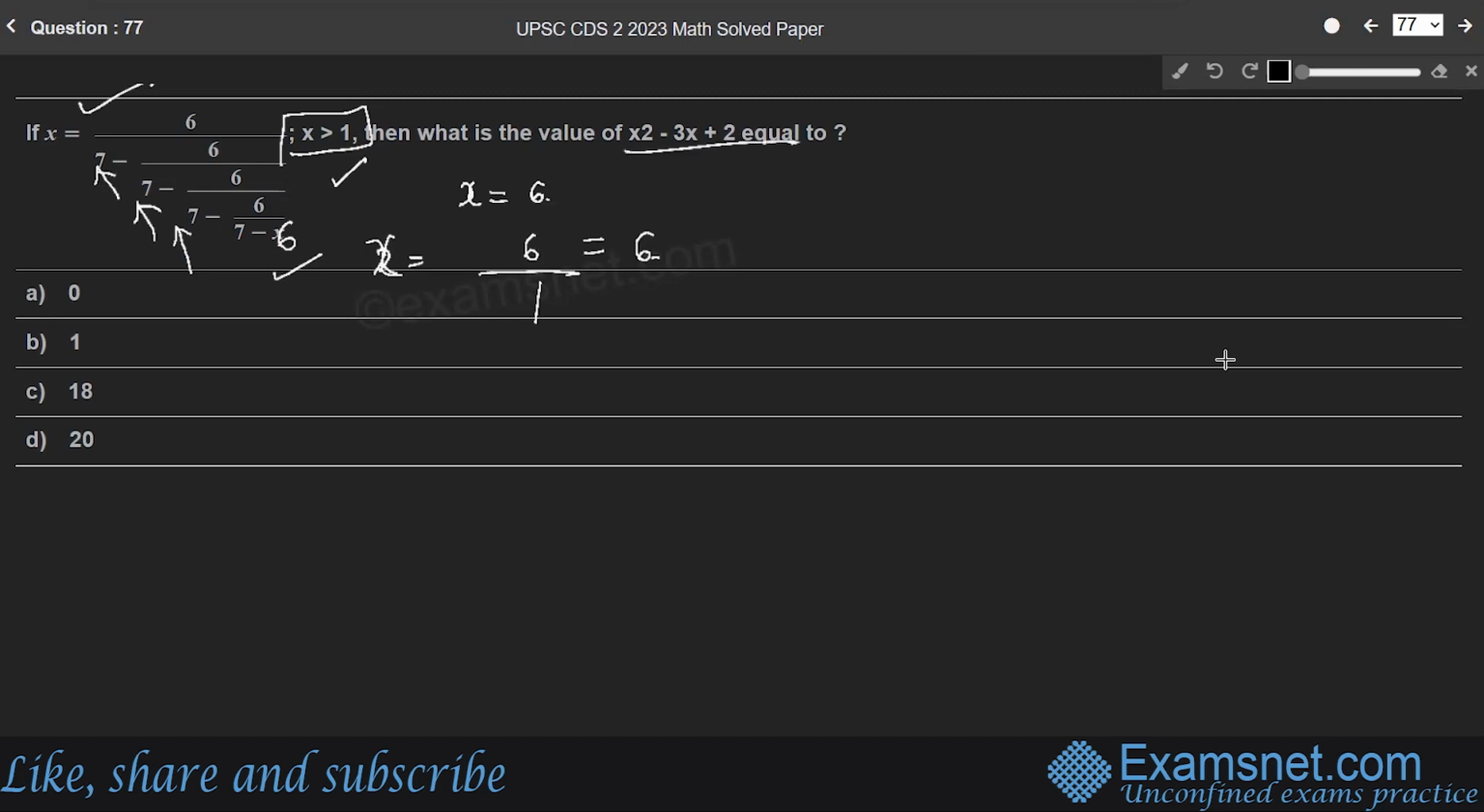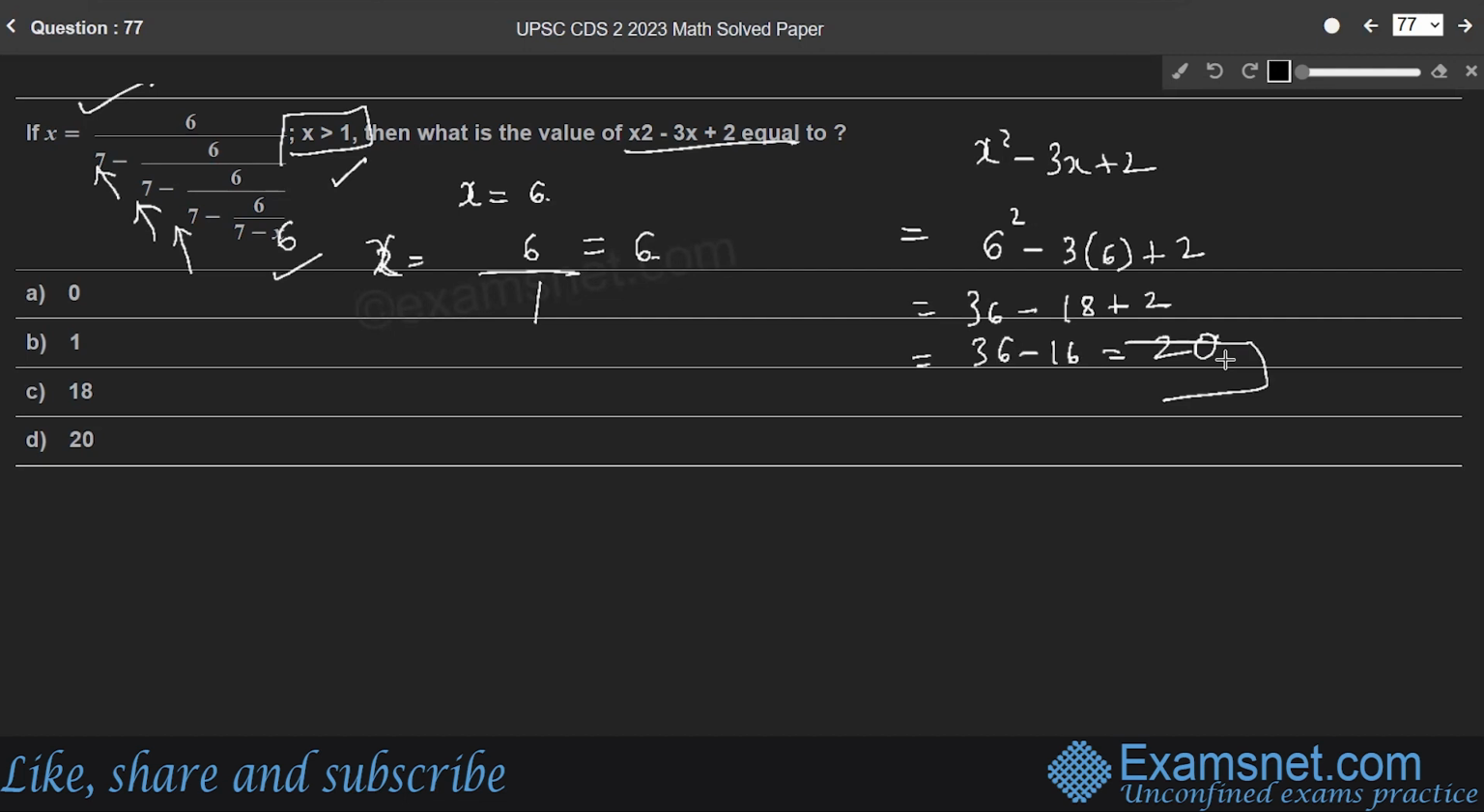Then what's the value of x square minus 3x plus 2? x is 6, so it becomes 6 square minus 3 into 6 plus 2. So 36 minus 18 plus 2. So 36 minus 16, which is 20. Right? Therefore, 20 is the answer. Option D.